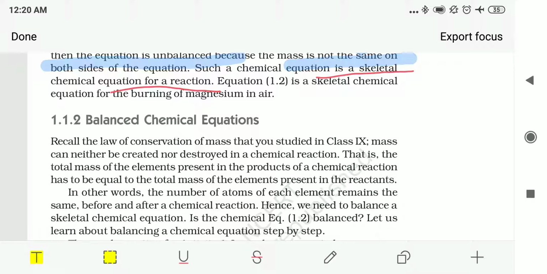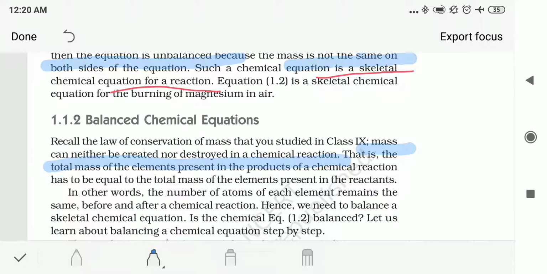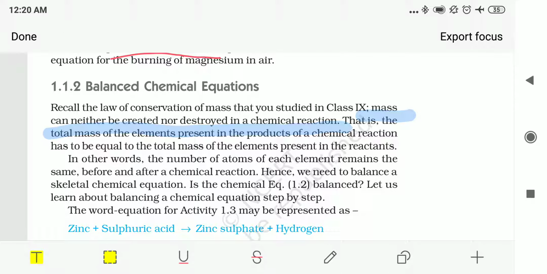Recall the law of conservation of mass that you studied in class 9th. The law says mass can neither be created nor destroyed in a chemical reaction. That is, the total mass of the elements present in the products of a chemical reaction has to be equal to the total mass of the elements present in the reactants.